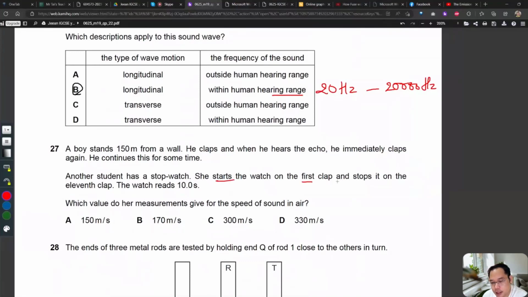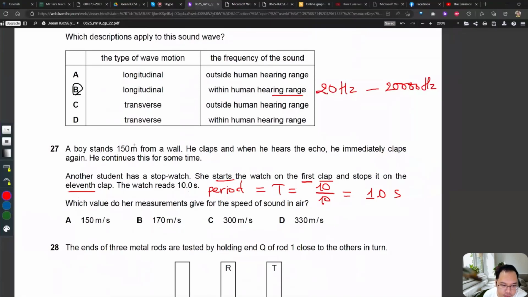Start the watch on the first clap and stop it at the 11th, meaning there are 10 claps, 10 periods between the claps. 1, 2, 3, 4, 5, the period. So the period T is 10 divided by 10. The 11th clap, but that is 10 intervals, not 11 intervals, okay? Which means the period is 1 second.